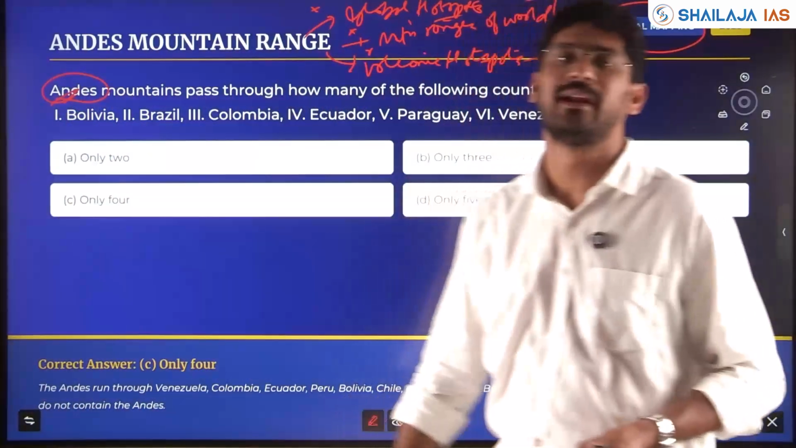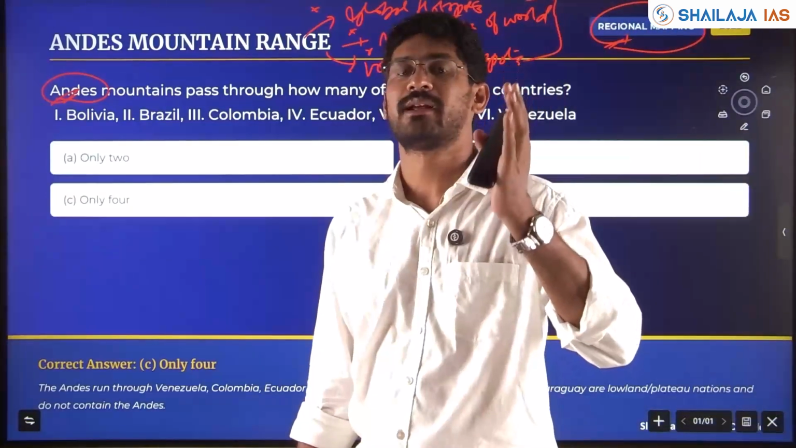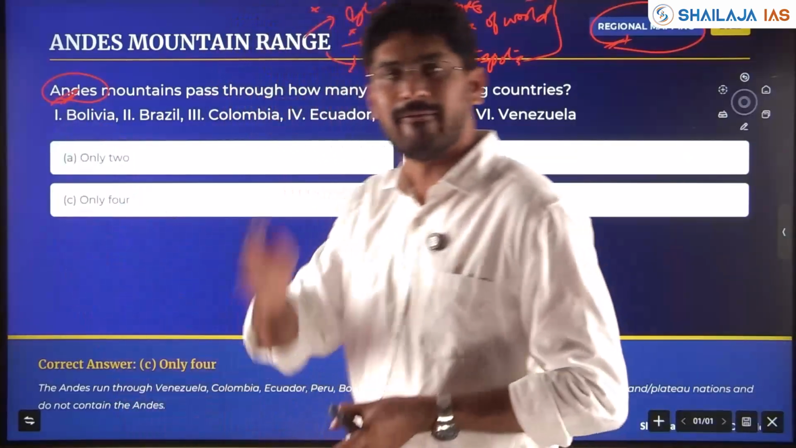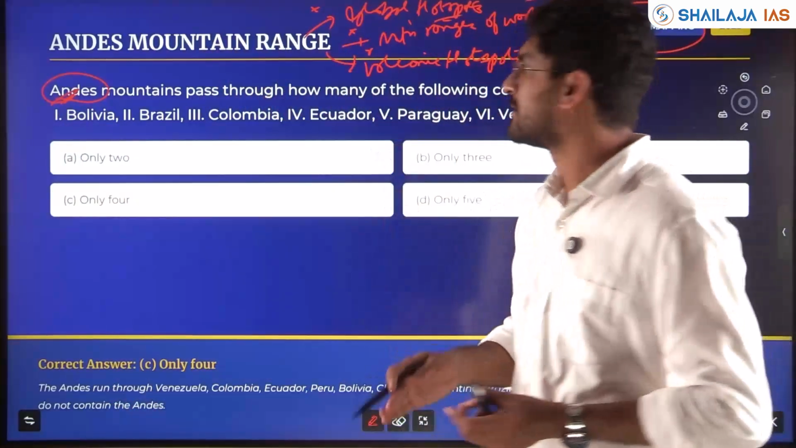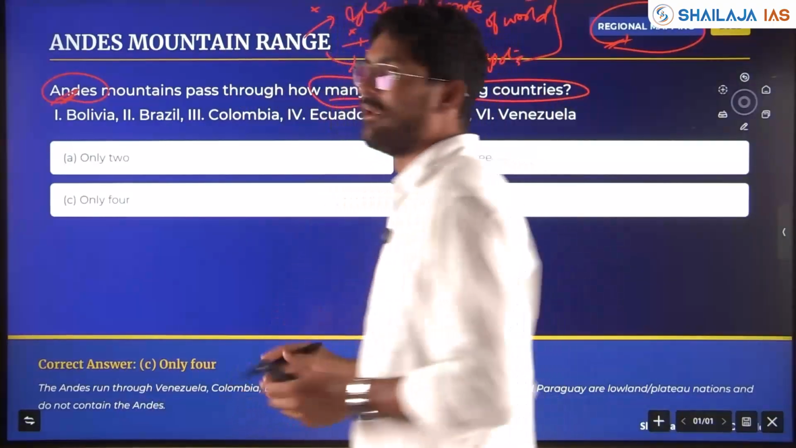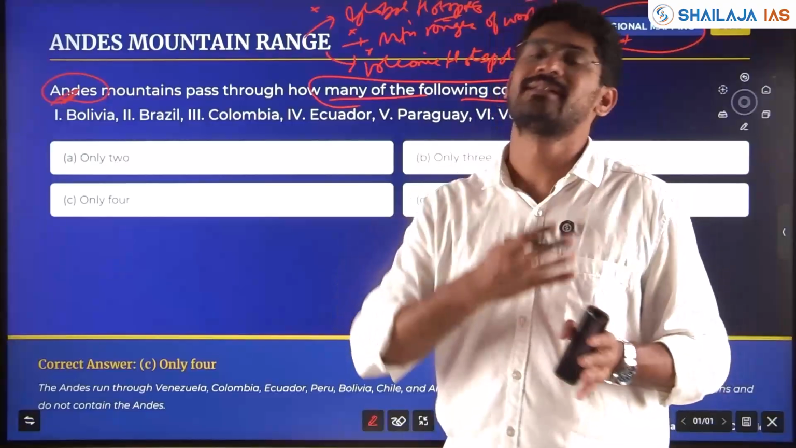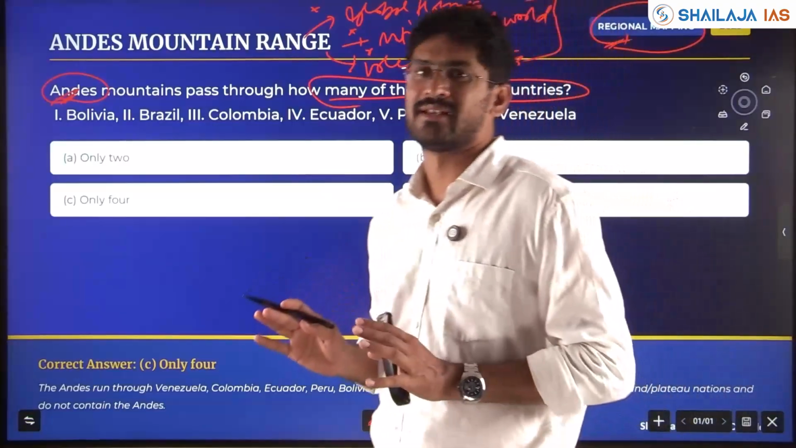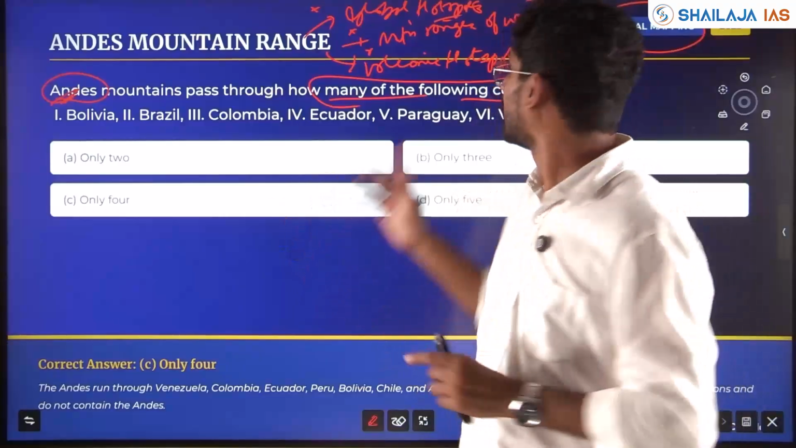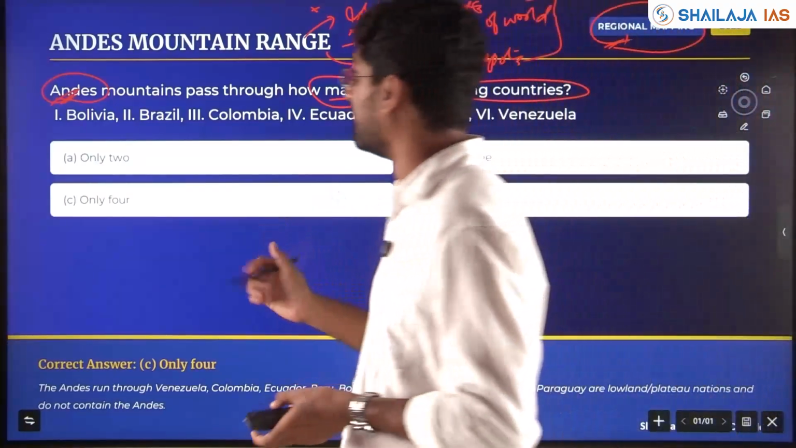The Andes is in South America, and which are the mountain systems in North America that continue? The Andes are in the western region, along the border of South America, right? Passes through how many of the following countries? If you know roughly where the Andes is going and which regions it covers, you will be able to answer. However, you have to map it. Mapping is very important. One or two questions come directly. In 2025, three questions came in this theme.